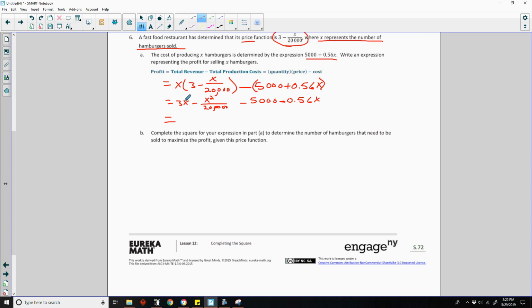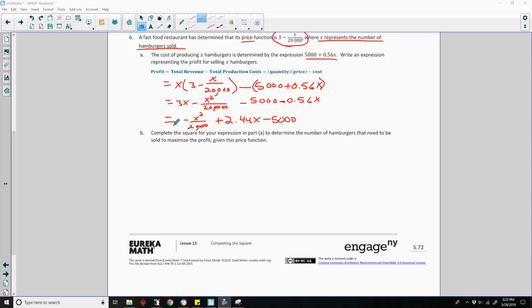All right, so we have 3x. So I'm going to put my negative x squared over 20,000 first, and then my linear term. 3 minus 0.56 is plus 2.44x, minus our constant 5,000. Okay, so it said, write an expression representing the profit for selling x hamburgers. So here it is: negative x squared over 20,000 plus 2.44x minus 5,000. Whew.